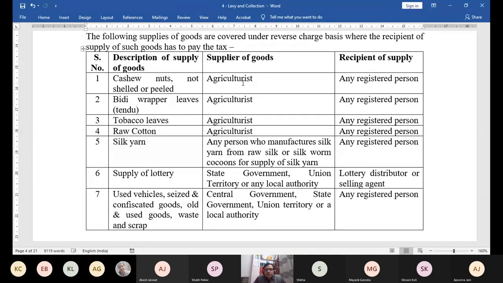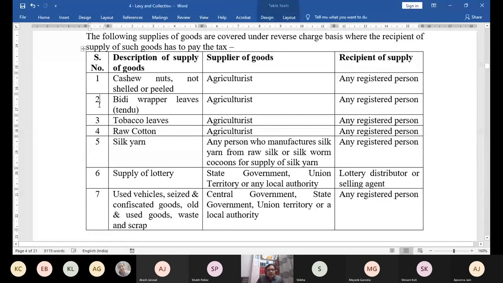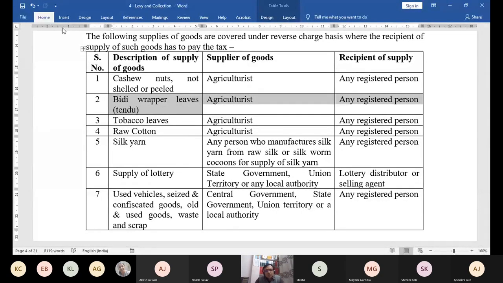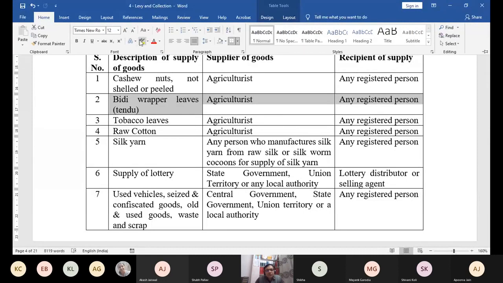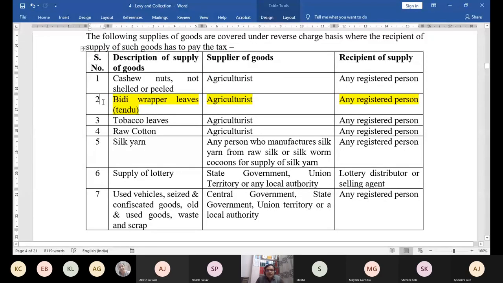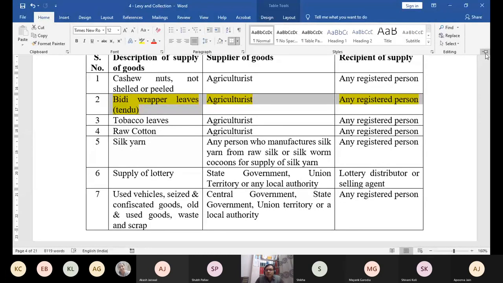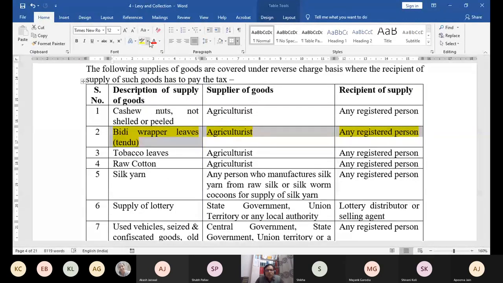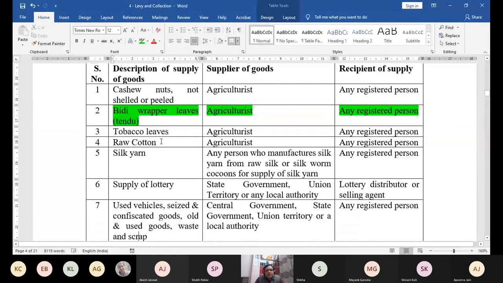Now this is the case where goods are covered under reverse charge. So which supplies should you remember? I am highlighting those supplies. You are not supposed to learn each and every supply. Better you learn only these. Only these highlighted ones you should learn. There is no need to waste time learning all the supplies. Please learn only these relevant ones, those in green background.